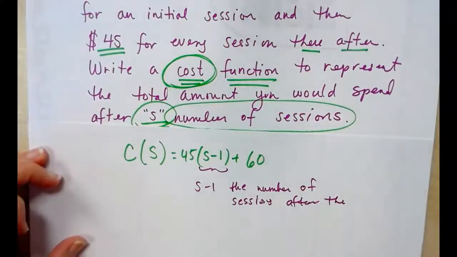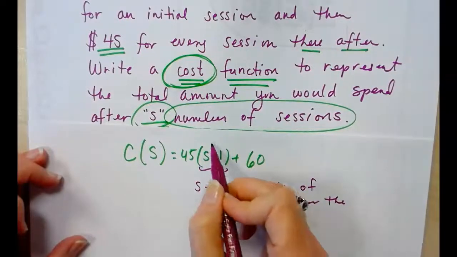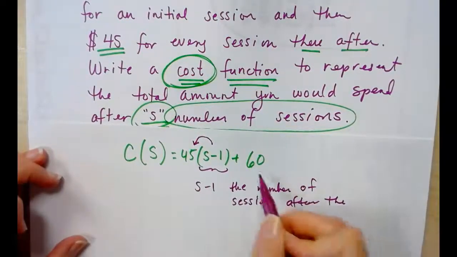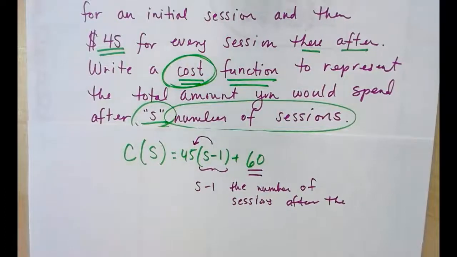So here's our cost function. C of S, remember C of S does not mean C times S. It's just read C of S to represent the cost function. Then, what is our function telling us to do? Take the number of sessions and take away 1, multiply that by 45, and then add 60. Because function notation is nothing more than a set of instructions telling us what we're going to do to the variable.